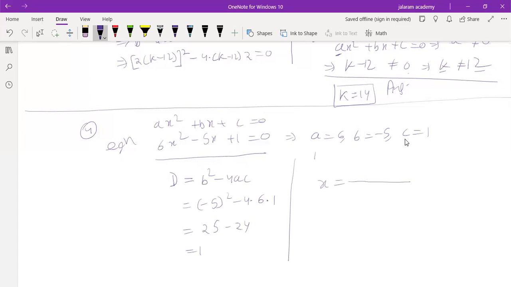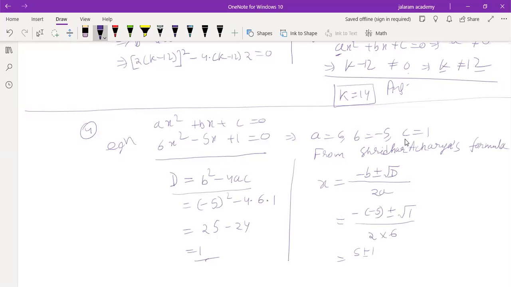So we write the Sridharacharya formula: minus b plus minus root d by 2a. When we already have obtained the value of discriminant, there is no need to write b square minus 4ac. It will also be easier if you have already obtained d. Minus of minus 5 plus minus root d, value of d is 1, over 2 into a. So it is 5 plus minus 1 by 12.